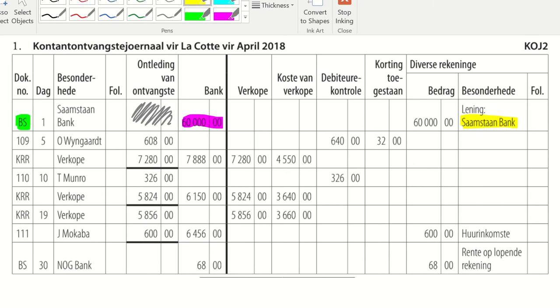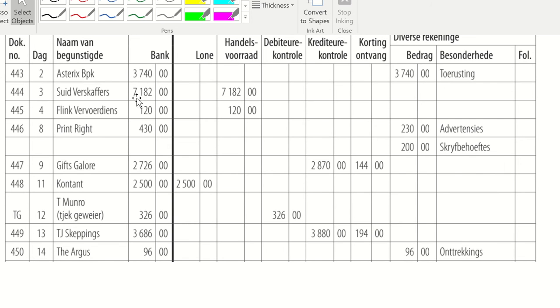Okay, die volgende dag is 'n KBJ transaksie. It's a CPJ, so they say purchased from Asterix Limited and paid per check number 443. Remember, we don't do checks anymore, so that check is just going to be replaced with an EFO, but you're still going to just write the number anyway, so it's fine.